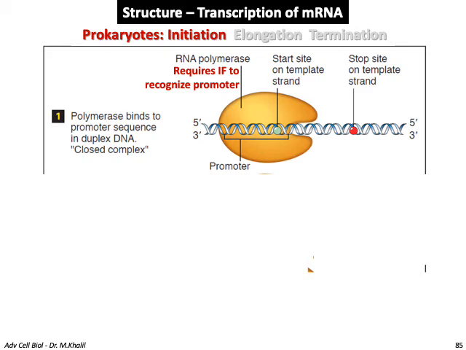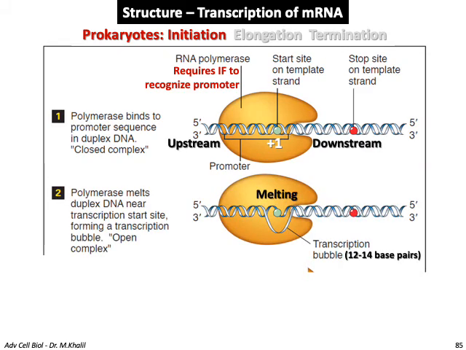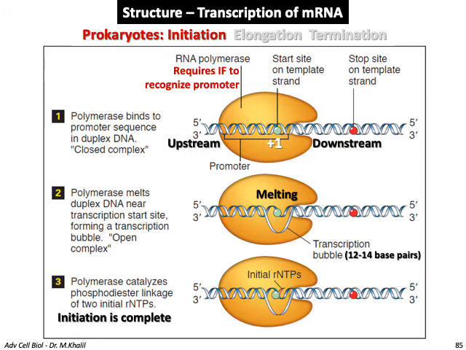Once the RNA polymerase recognizes the promoter, it starts melting. The RNA polymerase of the prokaryotes has a helicase activity that melts DNA. The melting of DNA converts the complex from a closed complex into an open complex, and the transcription bubble is formed, which has a size of 12 to 14 base pairs. So the melting happens with the help of the RNA polymerase. Once the melting has happened, the RNA polymerase starts to transcribe the first nucleotides. Once the first two nucleotides have been transcribed, that means it is the end of the initiation phase. So the initiation phase is completed.